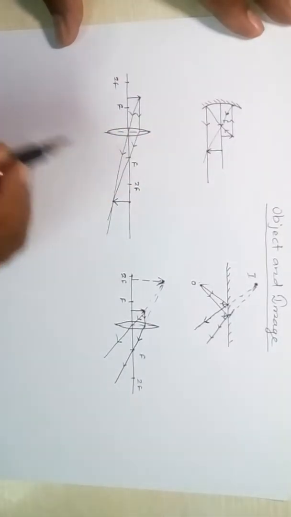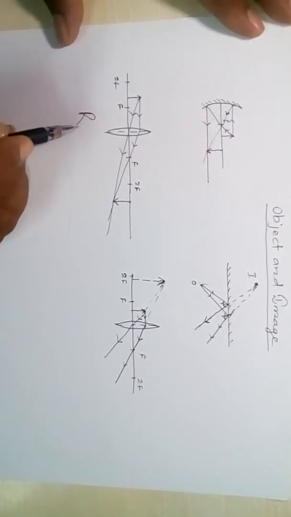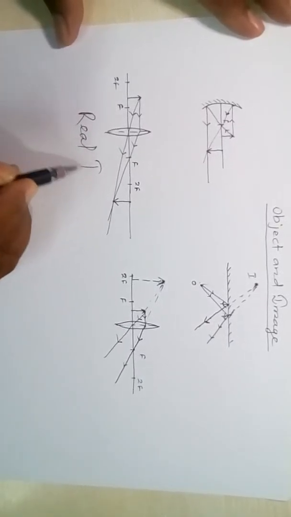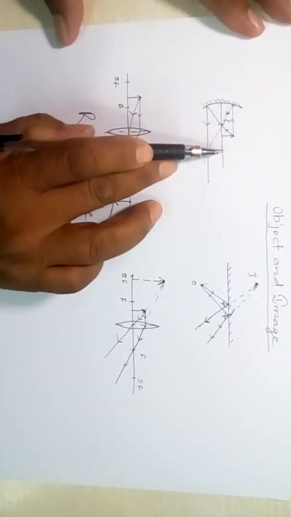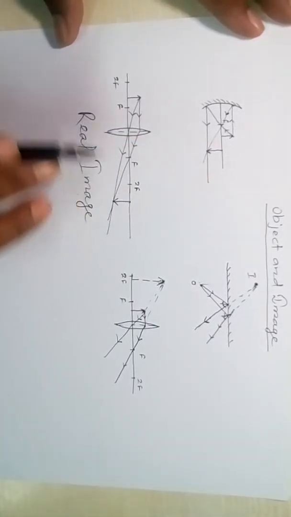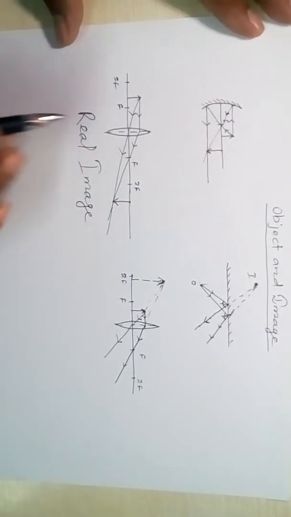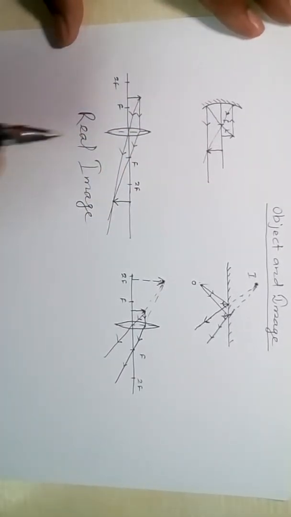This type of image is called a real image. Real image. And if we take a screen at this place or at this place, we can get the image on the screen. The image which can be obtained on the screen is a real image.